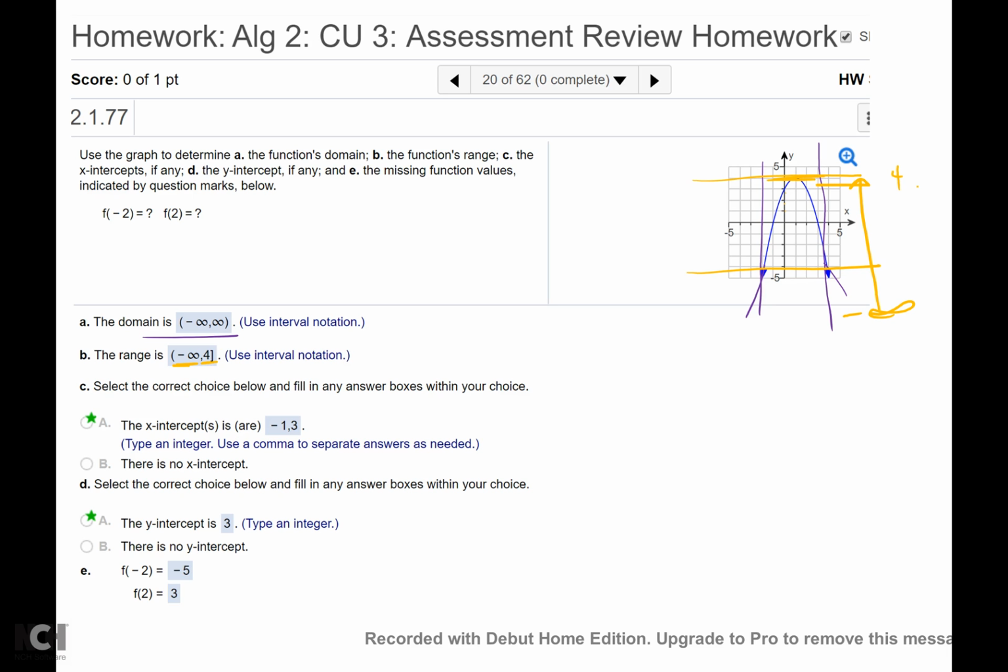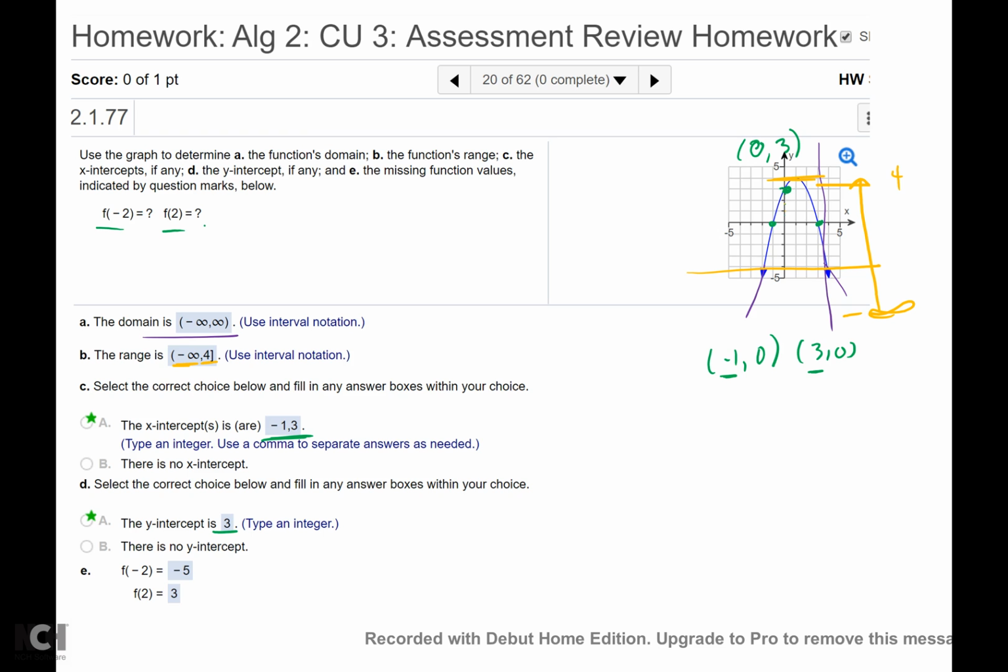There's my range. X-intercepts. To get the x-intercepts, you look and see where it crosses the x-axis. It's crossing right there, which is at 3, 0. And right here, which is at -1, 0. So my x-intercepts are -1 and 3. The y-intercept is where it crosses the y-axis, which is right there, at 0, 3. Okay, which means my y-intercept is 3.